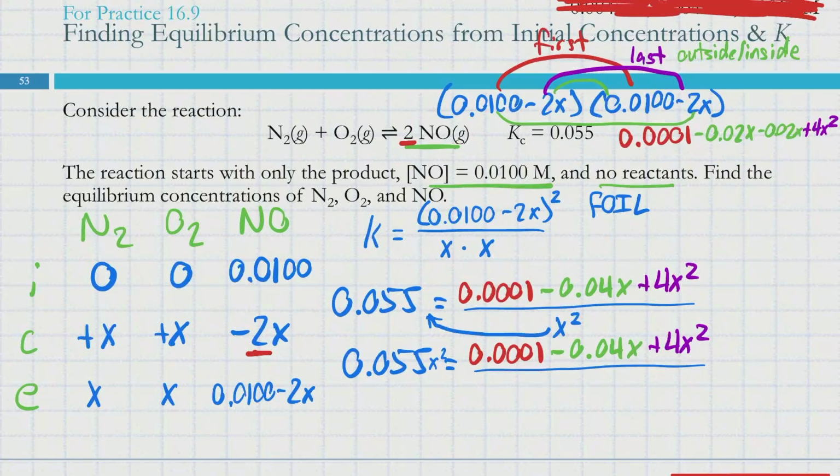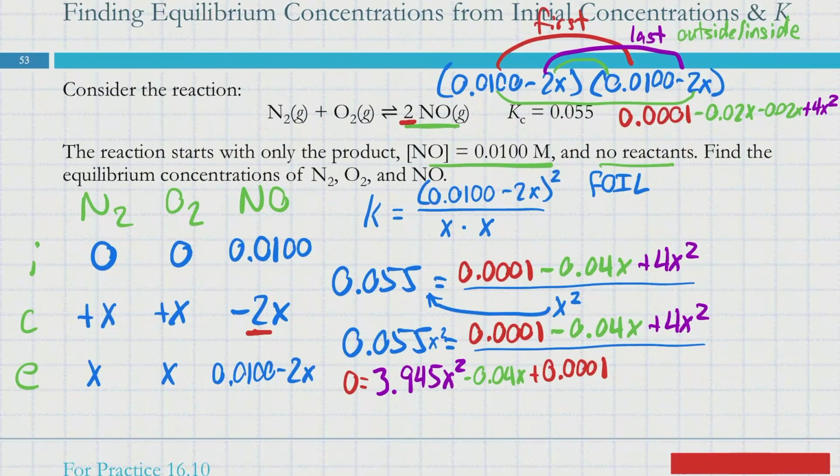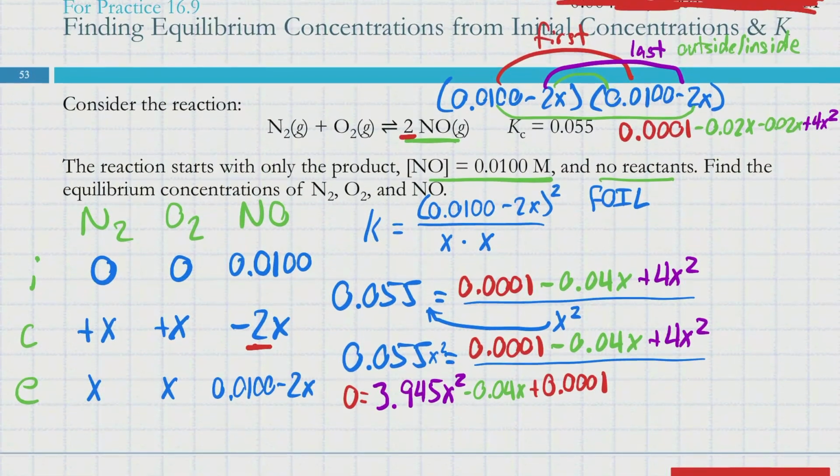And we'll end up with 0 equals 3.945x squared minus 0.04x plus 0.0001. And then the tedium begins. So we get to use our quadratic equation. We'll write that up at the top.